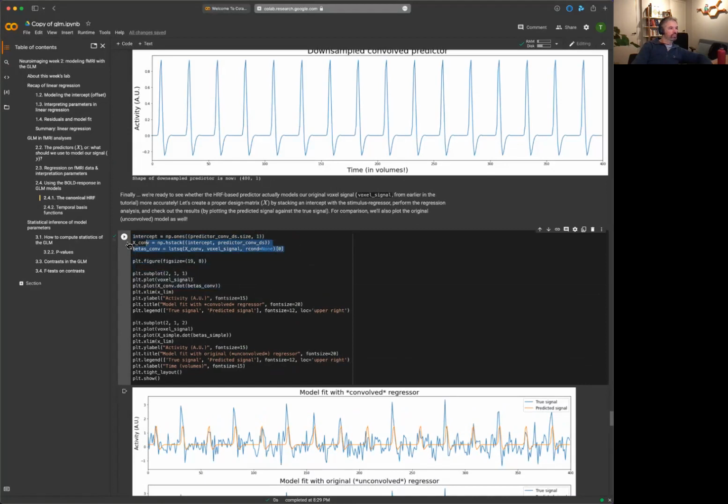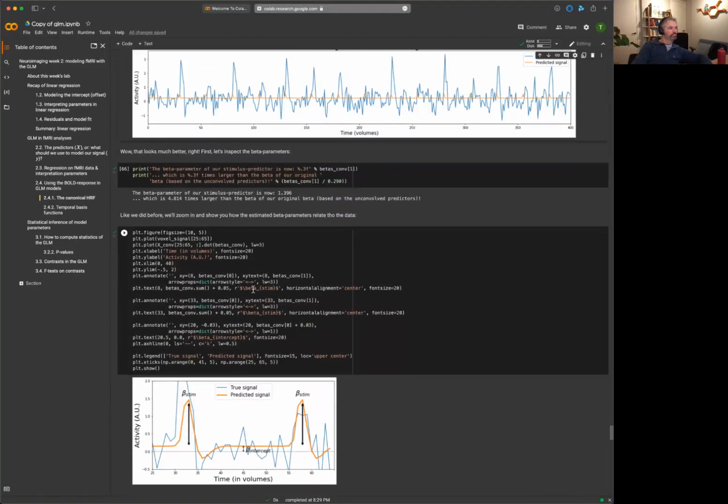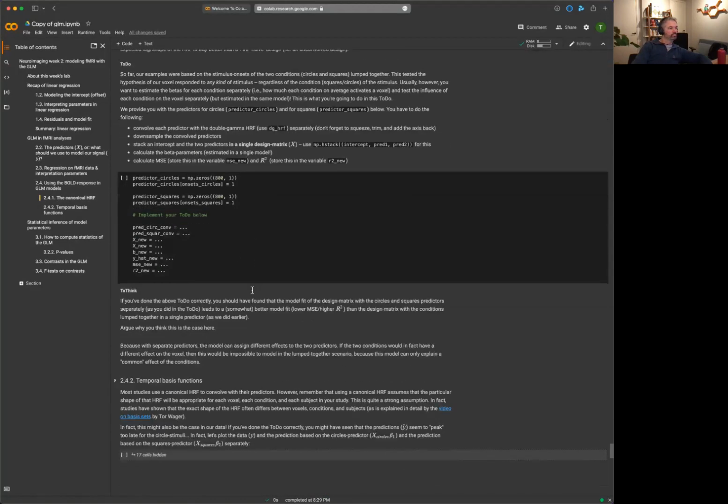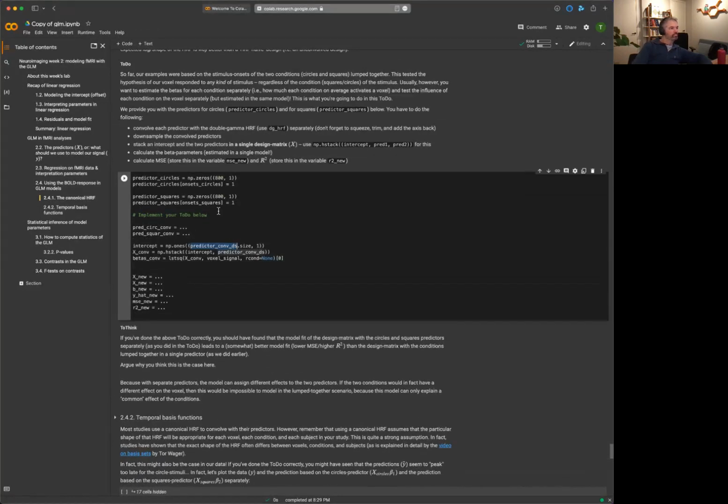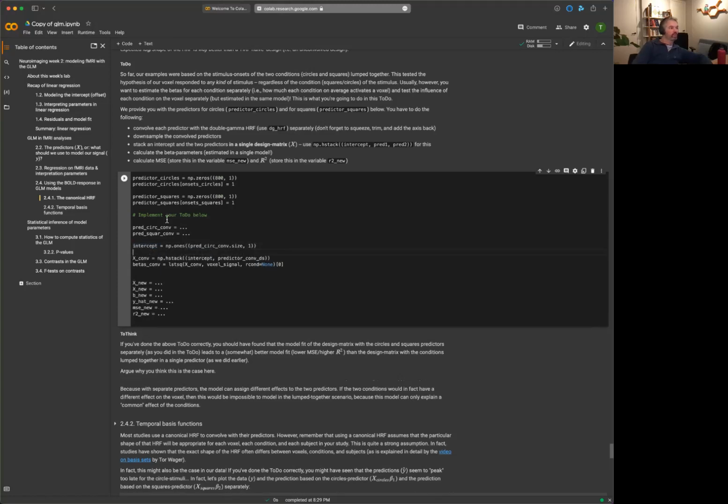Yeah, I'm just going to do this. Boom. Of course. So the intercept is going to be the same for both of them, right? So when I stack them, that's going to be fine. This is already downsampled. Great.